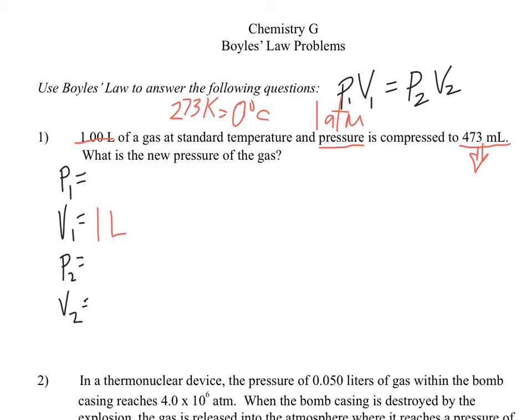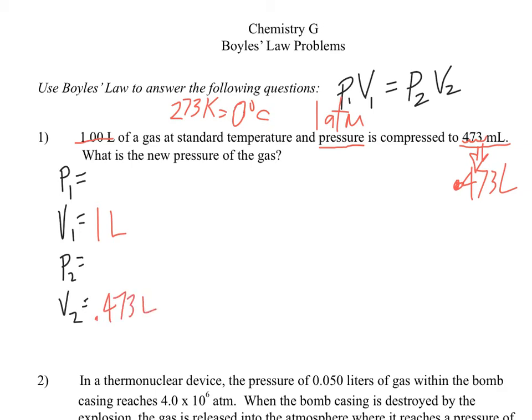To do that, I take the King Henry chart and I move the decimal point 3 places to the left, 1, 2, 3, and I get 0.473 liters. Wow. 0.473 liters. So that's my final volume.